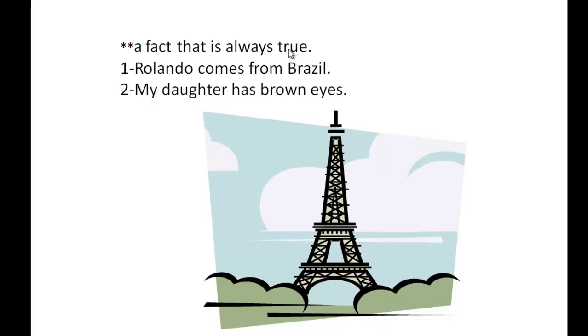So we have to use a sentence like Ronaldo comes from Brazil in present simple because it's true in the past, in the present, and in the future. Ronaldo comes from Brazil. Yes, it's true. My daughter has brown eyes. It's a fact, so we use it in present simple.